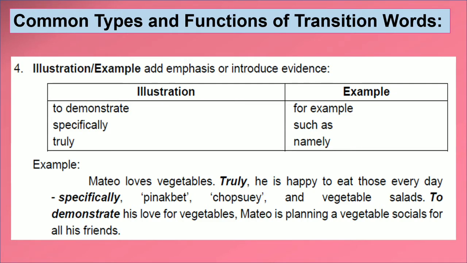Now, ginamit na siya into sentences. Mateo loves vegetables. Truly, so, he is happy to eat those every day. Specifically, pinakbet, chop suey, and vegetable salads. To demonstrate his love for vegetables, Mateo is planning a vegetable socials for all his friends. So, ito ang example ng illustration and example.